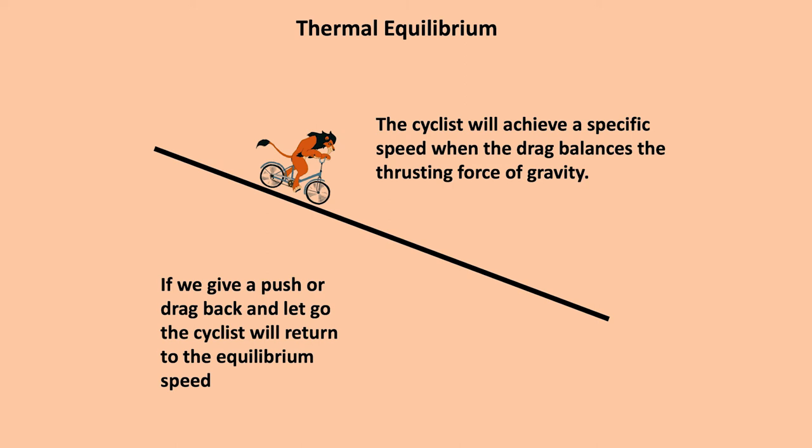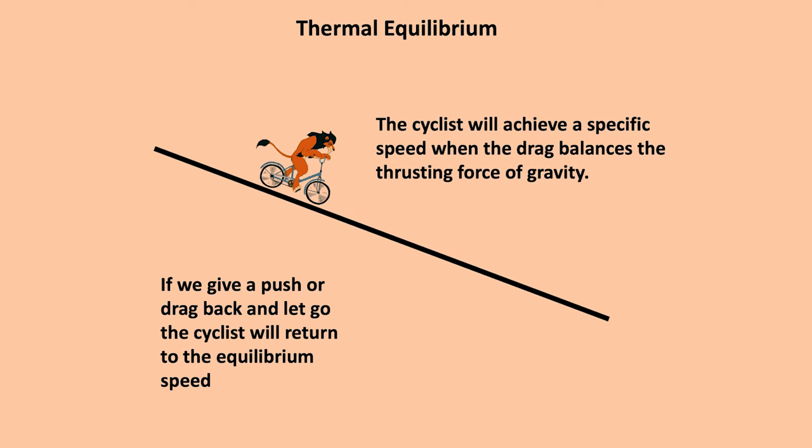Here we have the lion on the bike. The cyclist will achieve a specific speed when the drag balances the thrusting force of gravity. If we give a push or drag back to slow him down and let go, the cyclist will return to the equilibrium speed. And that's what will happen to a thermal.